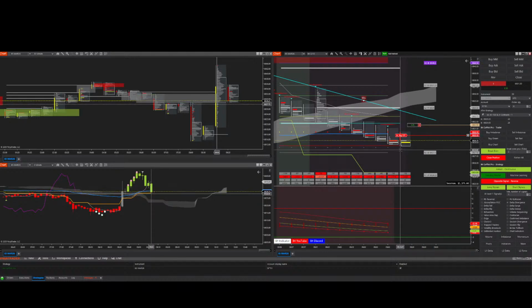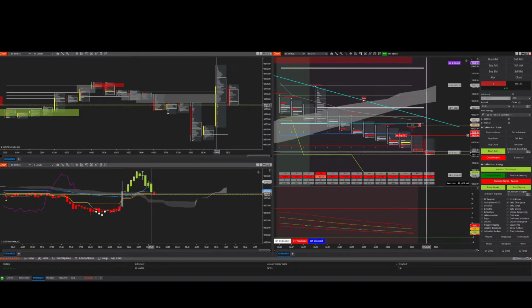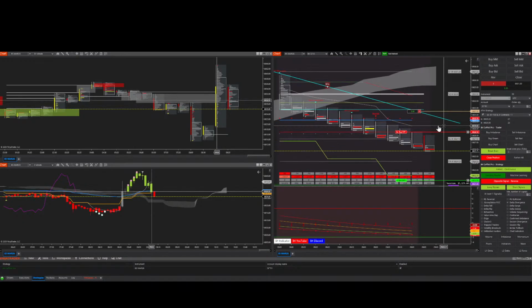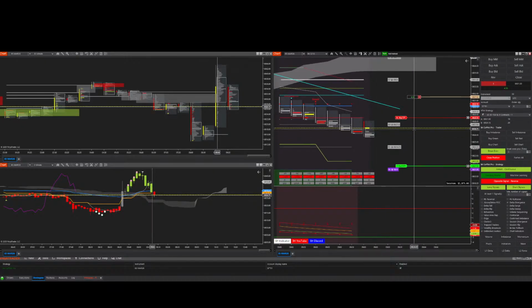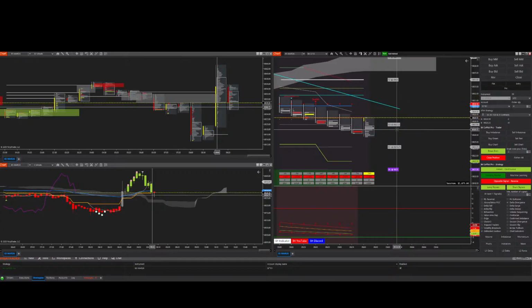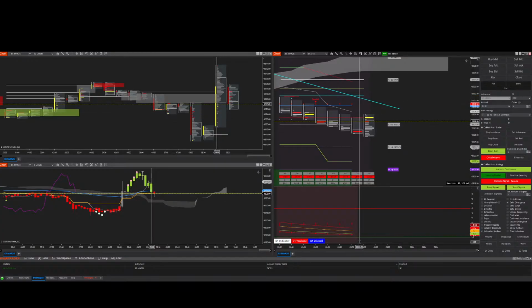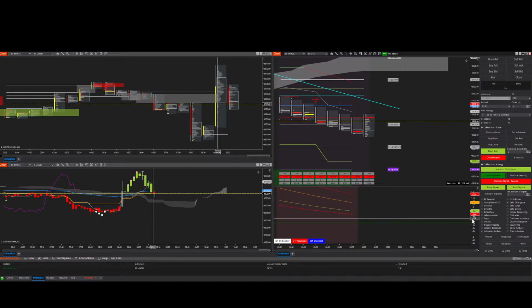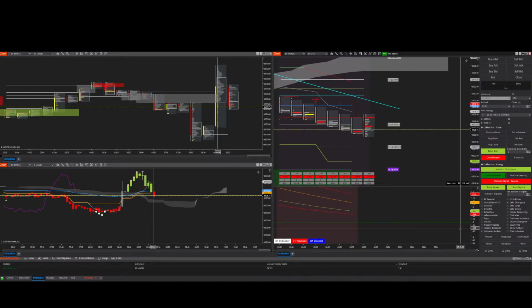I'm going to tighten that up a little bit because we're at support, or potential support. And we just blew through that. Stop filled. Now we're getting down to the oversold territory. We're at negative 2.27 here with the lower B4 indicator. We know that it usually gets to around negative 3.